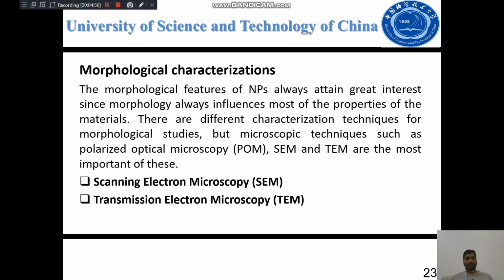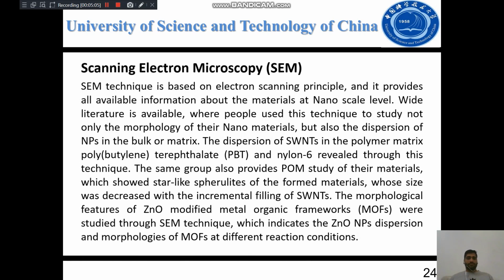Morphological characterization. There are two main morphological characterization tools available: scanning electron microscopy and transmission electron microscopy. Scanning electron microscopy has been used for a long time. It is used for the morphological study of materials at the nano level scale.